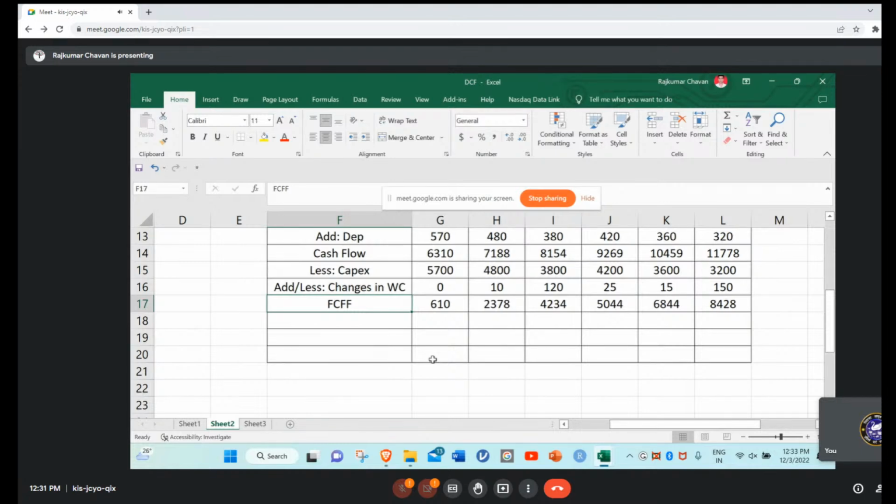Now, how to calculate free cash flow to the firm is over here. To value it, we need some discounting factor. Yes or no? Now see here. These are free cash flows to the firm, but are those future cash flows or not? 2023, 24, 25, 26, 27. All are future cash flows. All future cash flows should be converted into present value. Yes or no? So all future values should be converted into present value.